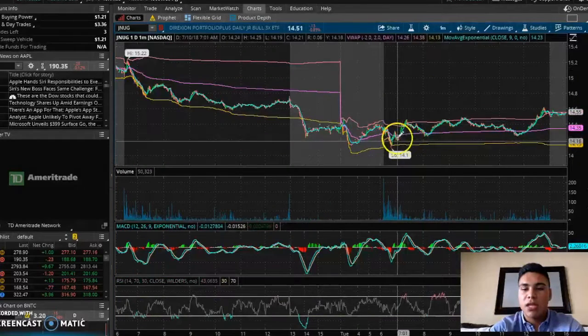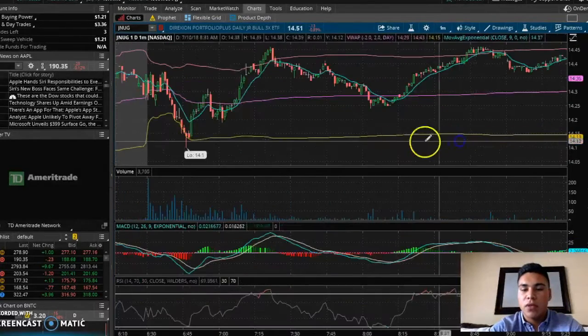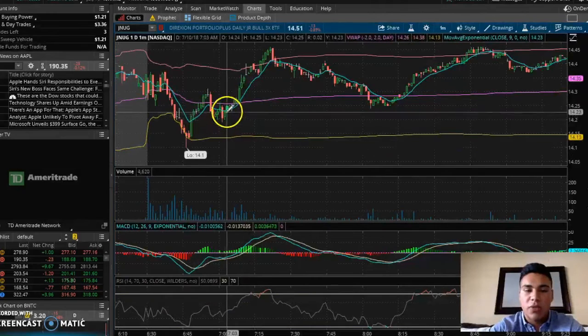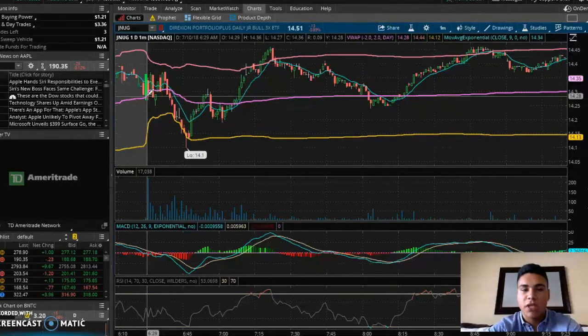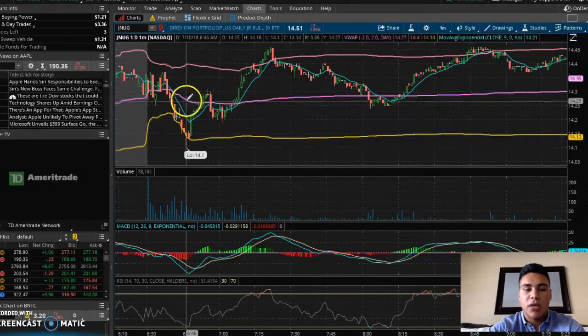And what this means is that every single candle, so every single little block of these represents 1 minute. So market opens at 6:30 a.m. Pacific time. That would be 9:30 a.m. Eastern time.